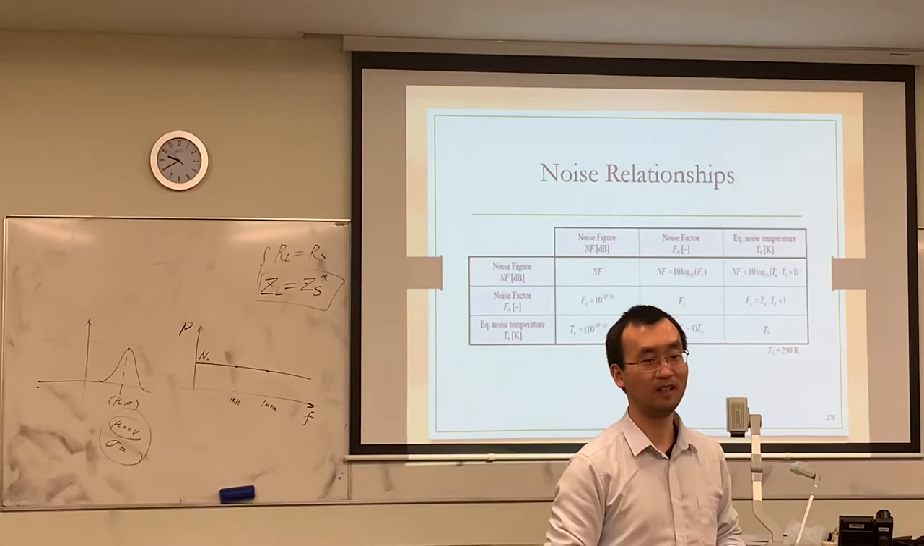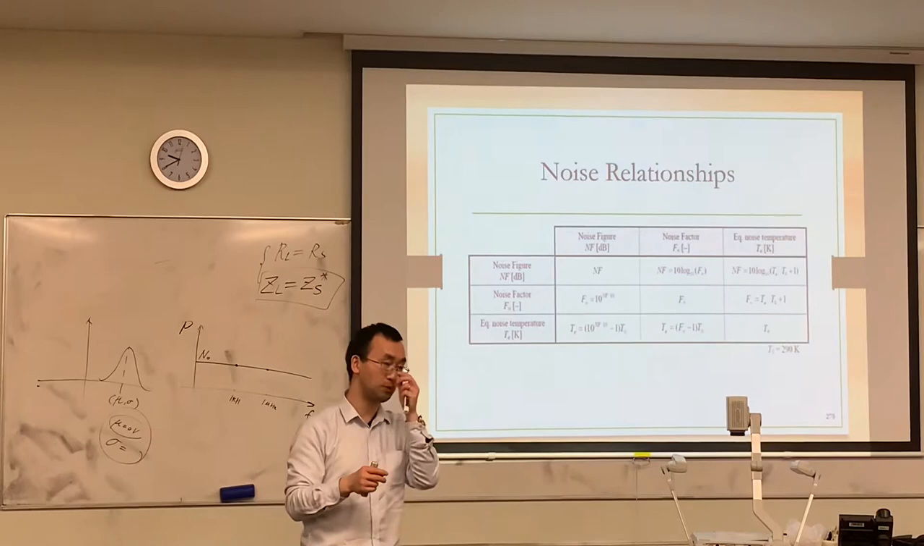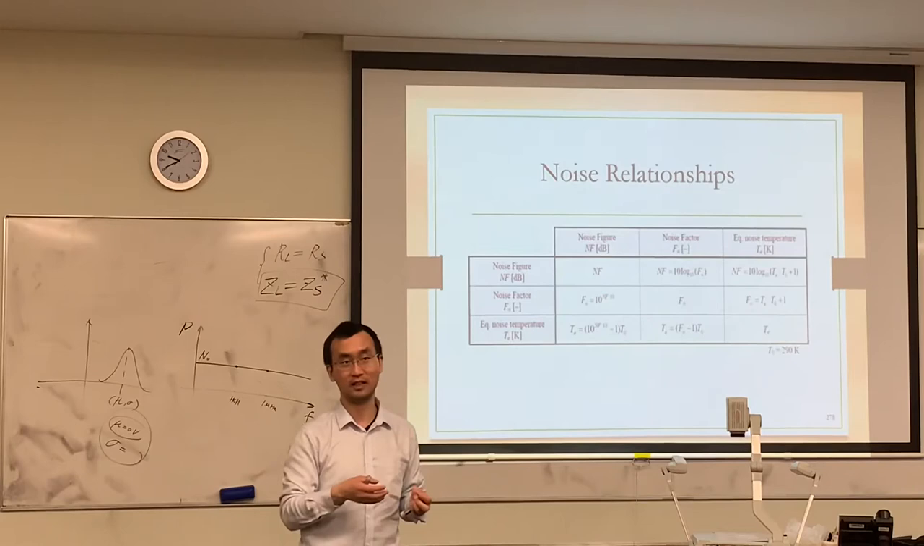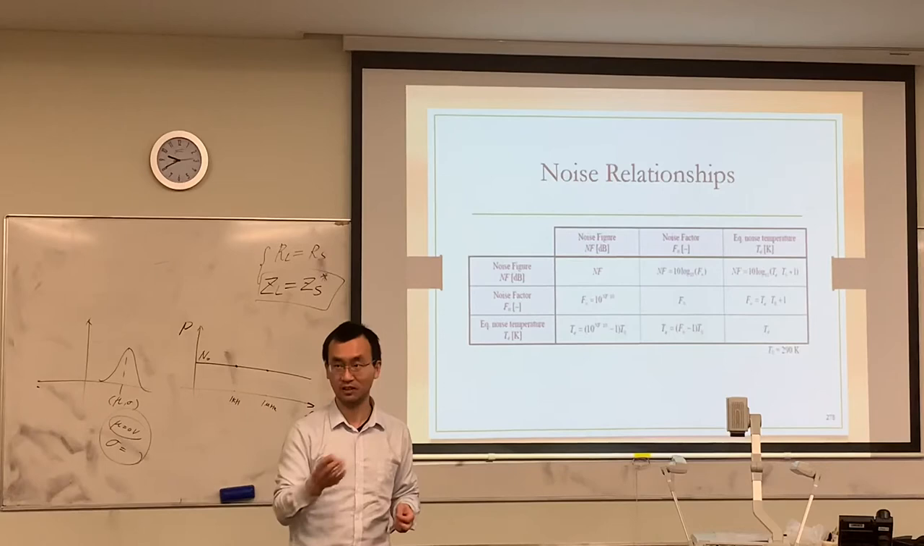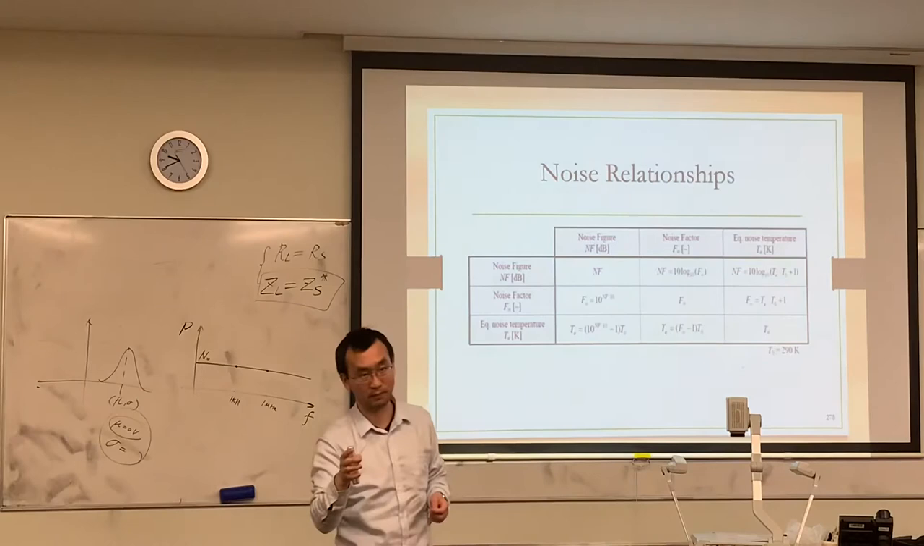Now we want to know the performance, right? The noise performance of the circuit. In other words, we want to use a number to quantify the noise performance of the circuit. We want to understand whether this circuit is good or not in terms of noise. And this one is similar to the ADC I mentioned. For the ADC, whenever you go to buy an ADC, you have a number of parameters to choose from.